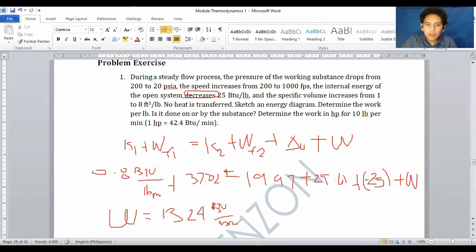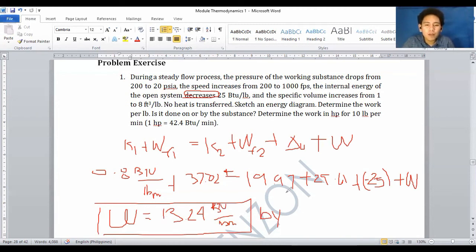per pound mass. Now, there is another question. Is it done on or by the substance? Again, when we say work done by, it is positive, and work done on, it is negative. So since our work here is positive 13.24, therefore it is work done by. But if the answer here will be negative, we will say it is work done on.